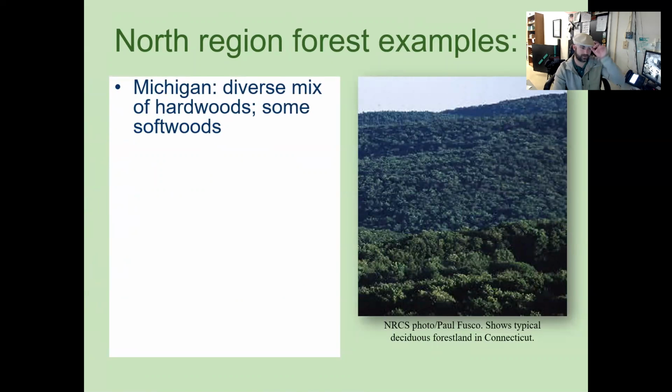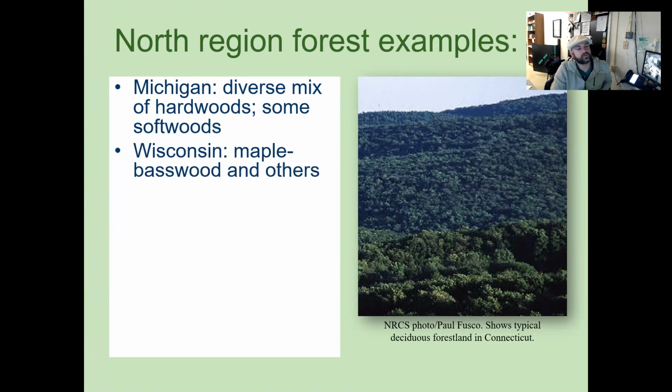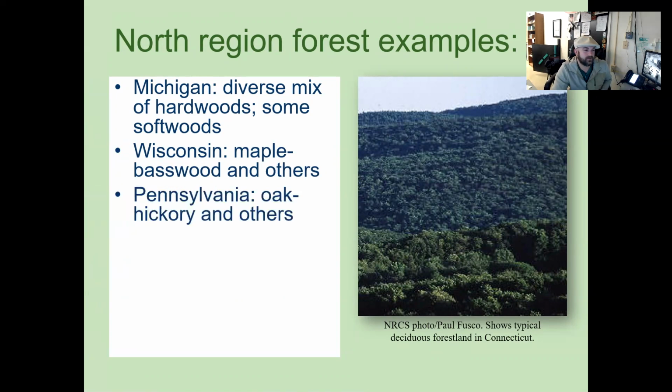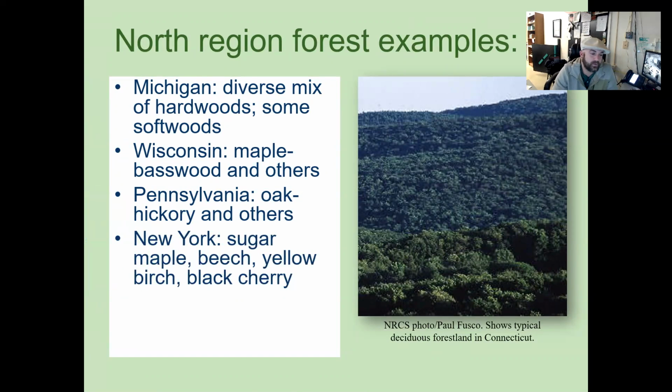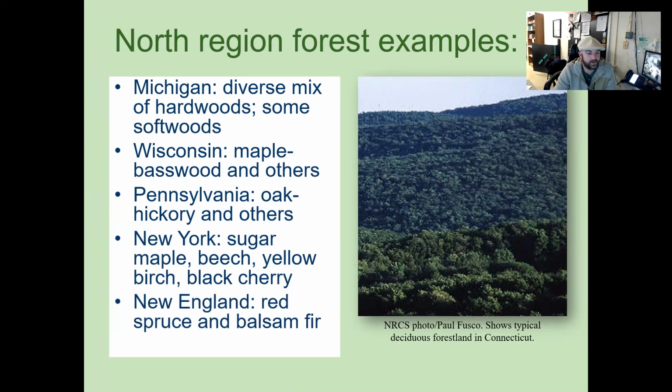So some north region forest examples: Michigan, a diverse mix of hardwoods and softwoods; Wisconsin, maple, basswood, and others; Pennsylvania, a lot of oak, hickory, and others; New York, sugar maple, beech, yellow birch, black cherry; and New England, red spruce and balsam fir.